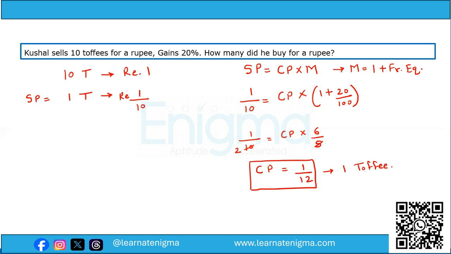Now we have to find out how many did he buy for a rupee. So the number of toffees he can buy for 1 rupee will be number of toffees is equal to 1 upon 1 upon 12. So therefore 12 toffees he can buy in 1 rupee.